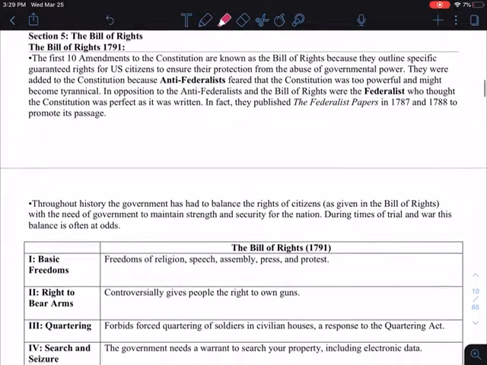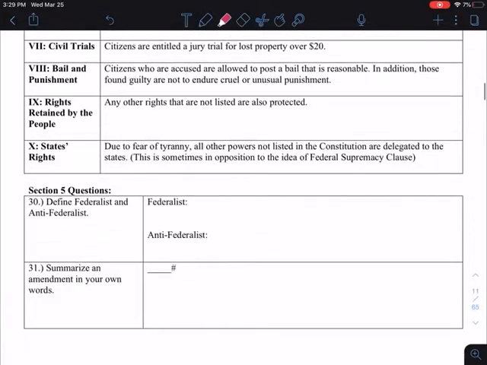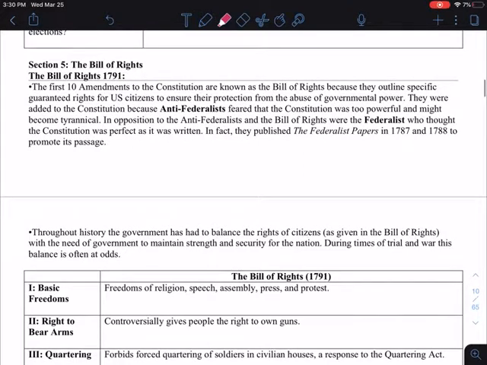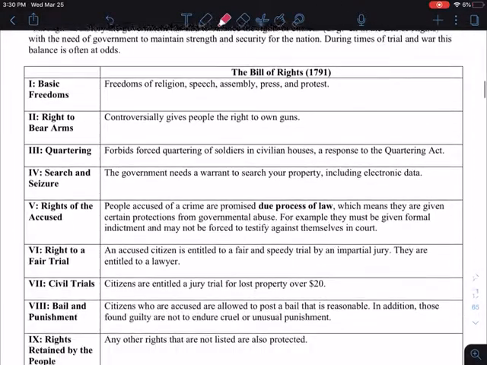Section 5, the Bill of Rights. Define Federalist and Anti-Federalist. The root here is federal. Federalists believed in a strong federal government. If we look up here, the Constitution was perfect as it was because it gave just enough power to the federal government. Our anti-federalists say that the Constitution was a little too powerful, and what they wanted added to the Constitution was a Bill of Rights before they would ratify or vote it into existence.